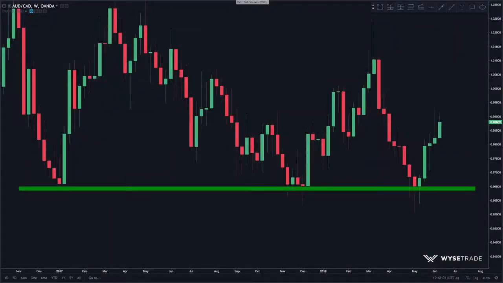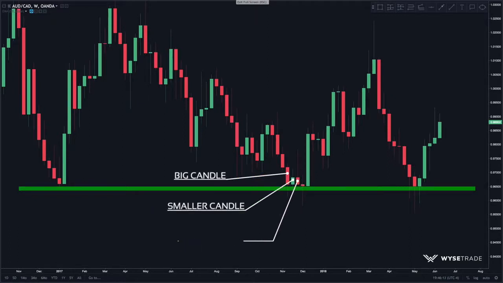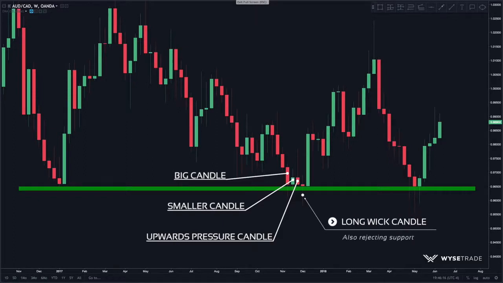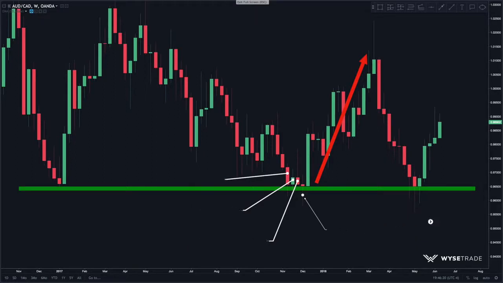Here is the Aussie CAD. We look left and have a clear level of support here. As price comes down here again, we have a big candle, a smaller green candle, a candle showing the upwards buying pressure, and then a beautiful long wick, smaller candle rejecting support before price took off upwards.